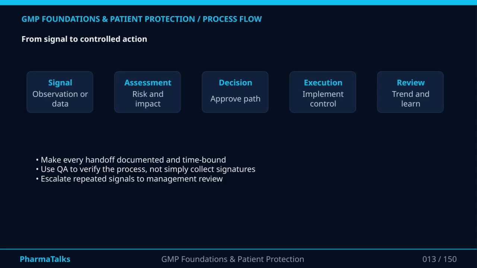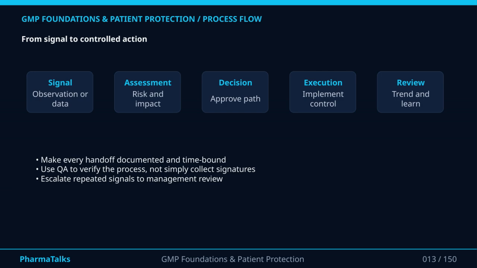This slide outlines the GMP foundations and patient protection process flow, showing how we move from an initial signal to controlled action. It starts with a signal, which can be any observation or data point indicating a potential issue. Next is the assessment phase, where we evaluate the risk and impact of that signal. Based on this assessment, a decision is made to approve the appropriate path forward. Once approved, the execution phase kicks in, where controls are implemented to manage or mitigate the identified risks. Finally, we conduct a review to track trends and learn from the outcomes.